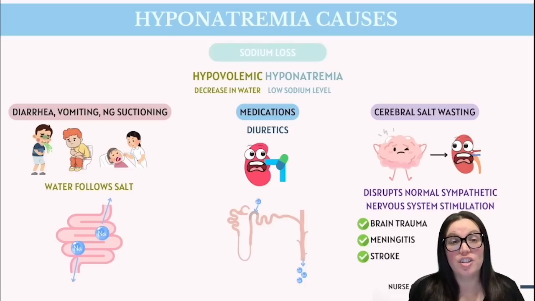This disruption is going to cause the kidneys to go into overdrive, excreting too much sodium into the urine. And because water tends to follow sodium, the body's also going to lose a lot of fluid. This ultimately results in hypovolemic hyponatremia, where both the sodium and water levels are going to drop and sodium is going to decrease more significantly. It's as if the brain is tricking the kidneys into thinking that there's too much sodium, so they flush it out when in reality they desperately need it.